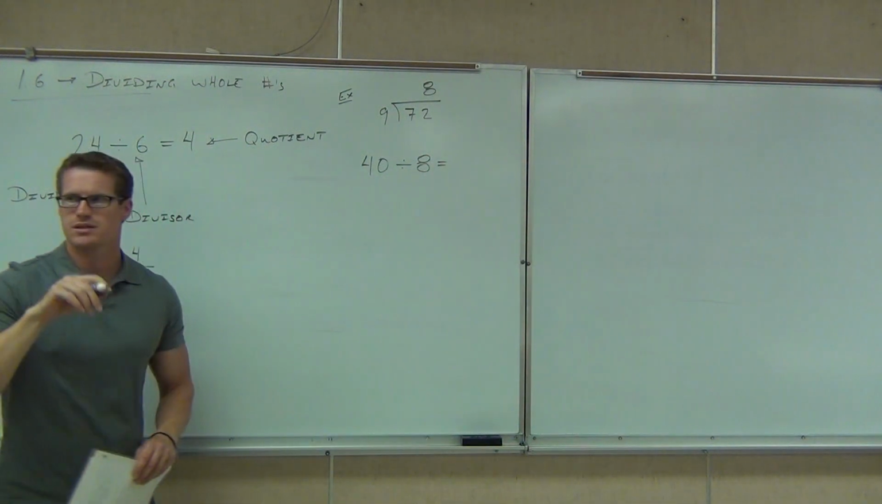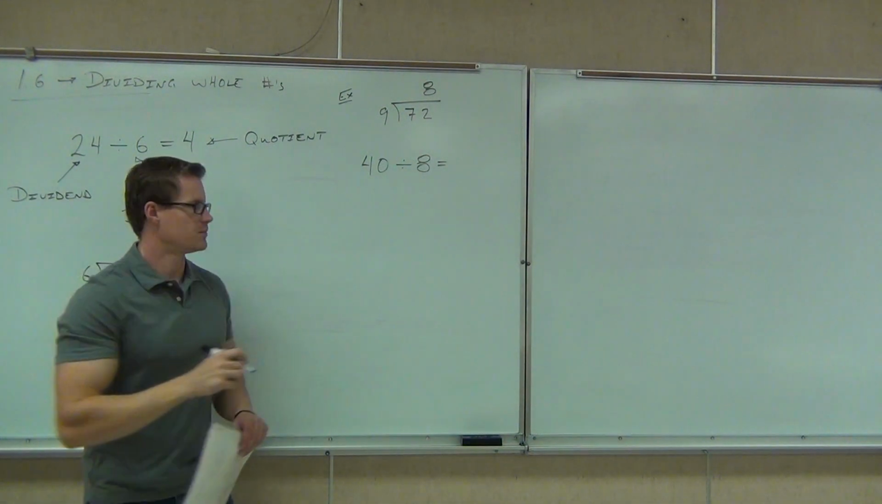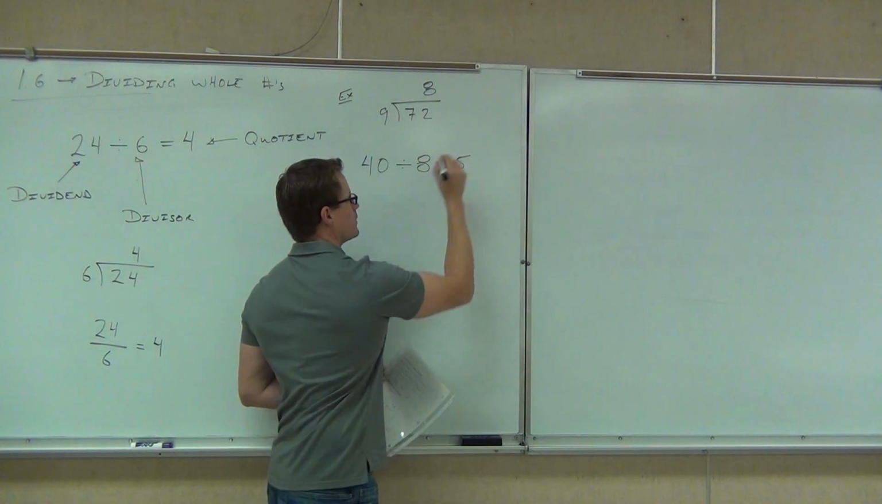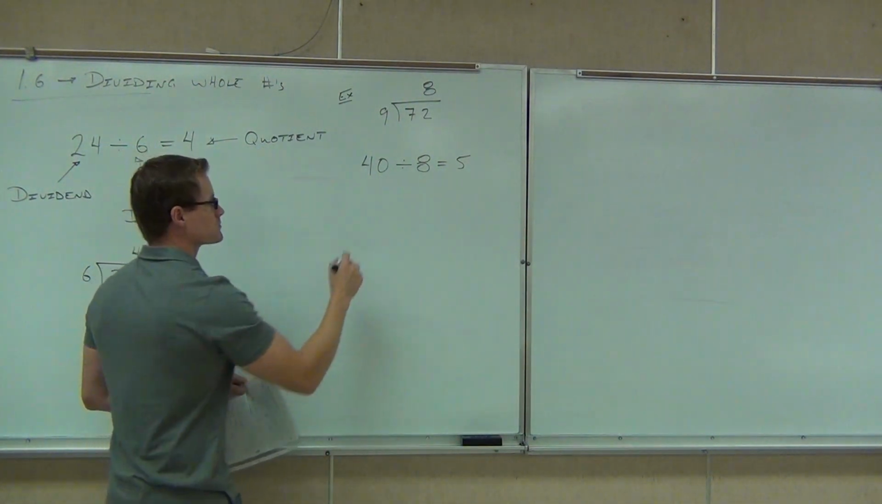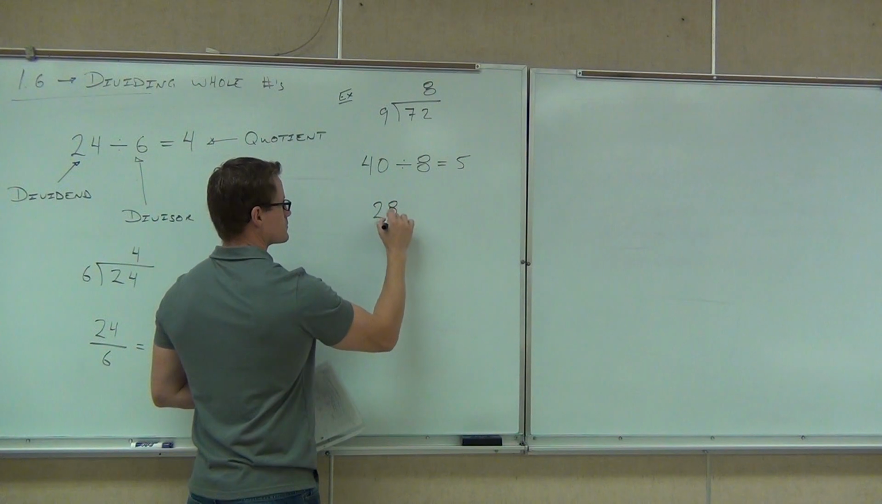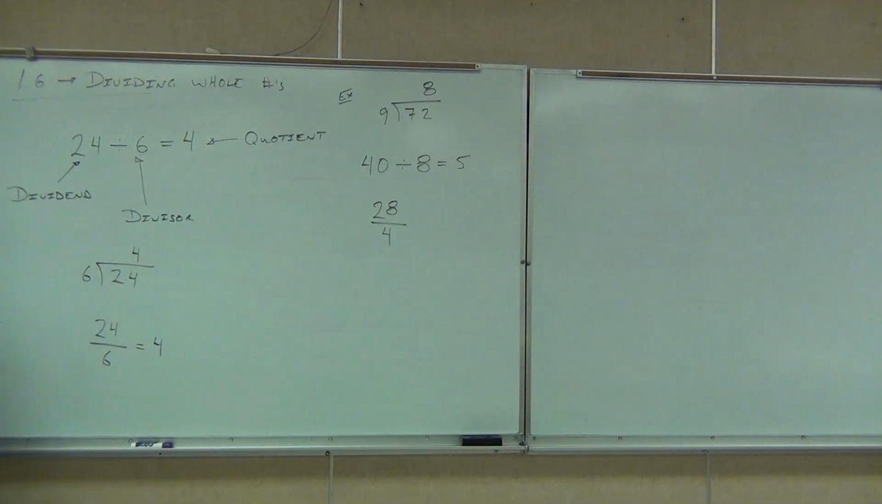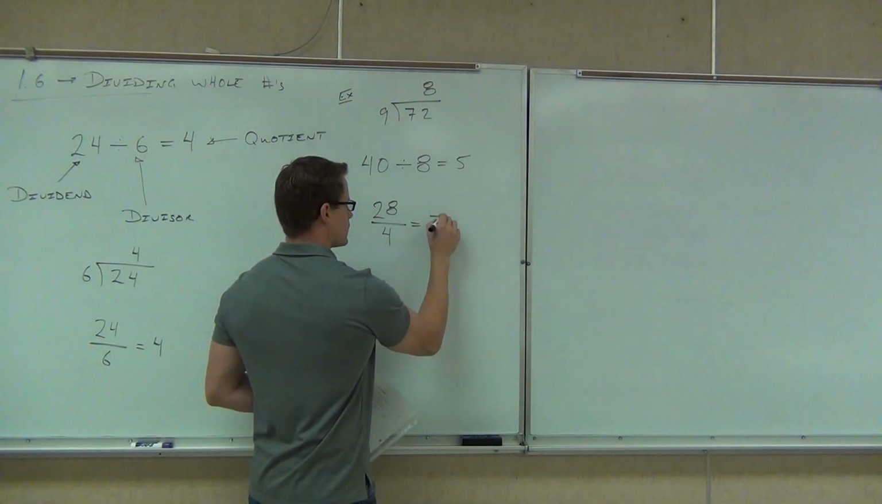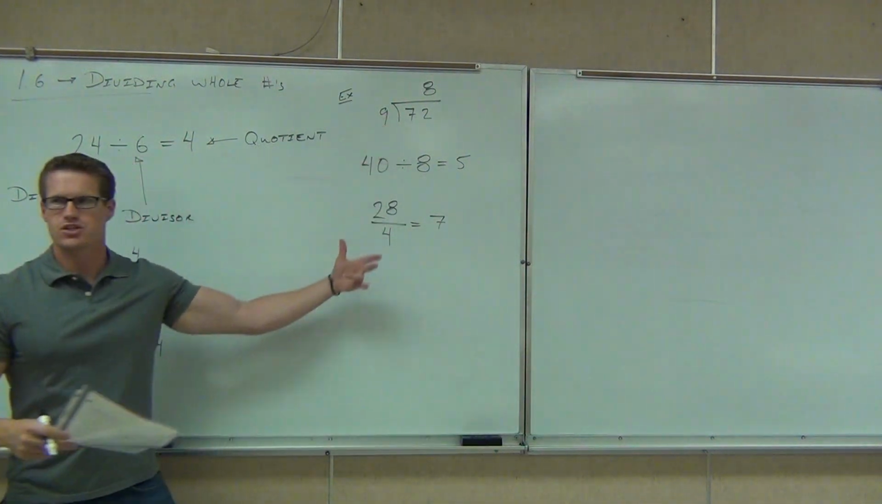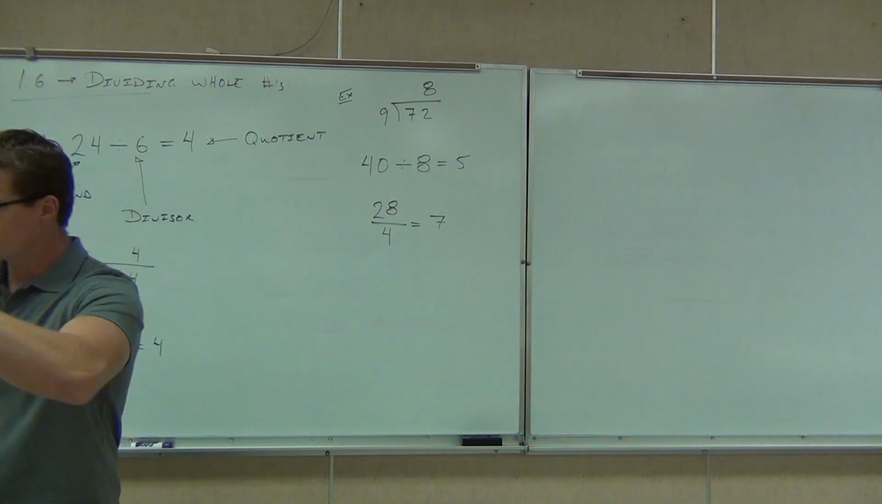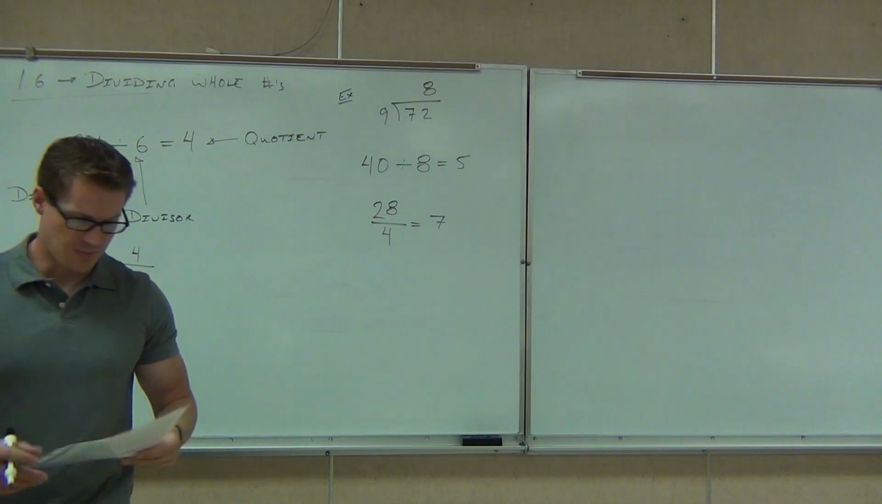What is my quotient in this division problem? 5. Perfect. What's my divisor in this problem? 4. Good. What's the answer going to be, our quotient? 7. So each of these mean division. We can identify the names of each part, and we can do these problems as they are.